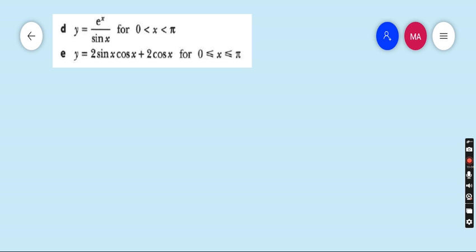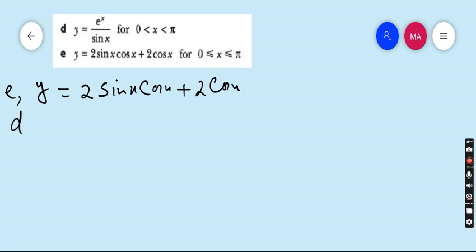The last part of question number 12 is part E. y is equal to 2 sin x cos x plus 2 cos x, and the domain is given from 0 to pi. So first we have to find the derivative, dy by dx.